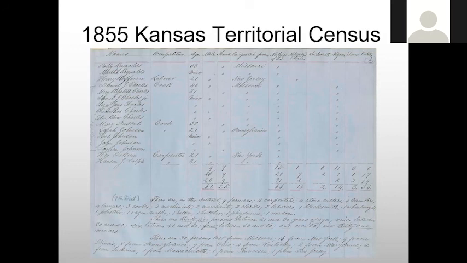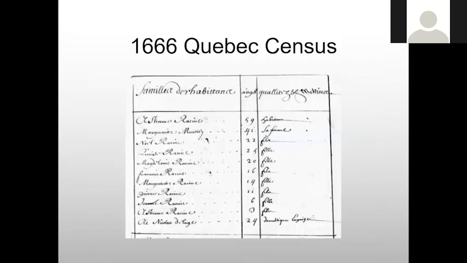Territorial censuses were usually conducted immediately prior to the territory applying for statehood. Just so that you know also, other countries recorded census information as well. So if you have immigrant ancestors, you may find them in their native census records.